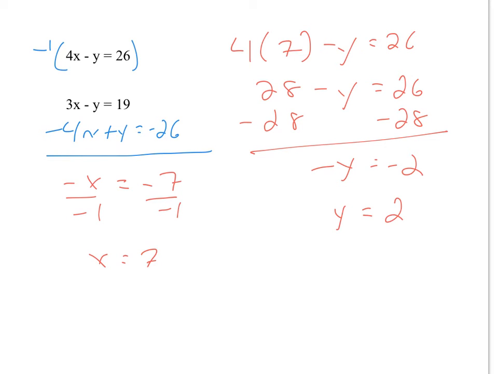Let's switch colors to purple. My ordered pair is x is 7, so 7 comma y is 2. 7 comma 2. There we go. Let's try one more. This time, I have 4x minus 3y is equal to 11, and I have 3x minus 5y is equal to 11. I need to eliminate either my x's or y's, so I need to get the coefficients the same. Just for the fun of it, let's get rid of our x's.